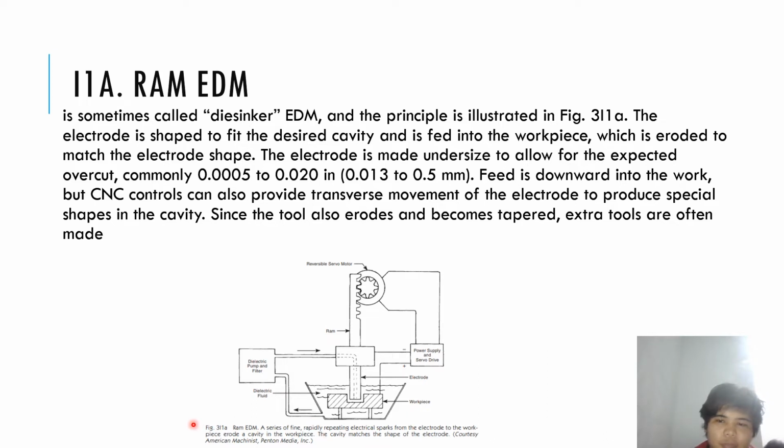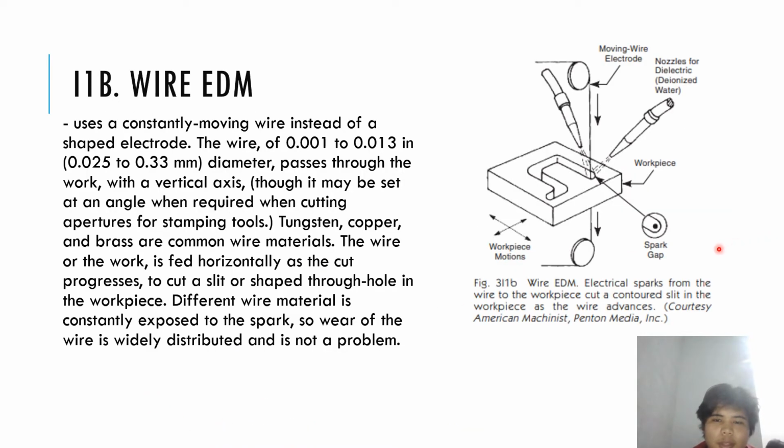So it's just going to move up and down. If it is moving downward into the work, the CNC control can also provide transverse movement of the electrode to produce special shapes in the cavity. Wire EDM is just like the same, but using a wire on the top and it's connected on the bottom. It uses a constantly moving wire instead of a shaped electrode. Tungsten, copper, and brass are common wire materials. The wire or the work is fed horizontally as the cut progresses to cut a slit, or you can just imagine a slit, or shape through a hole in the workpiece.